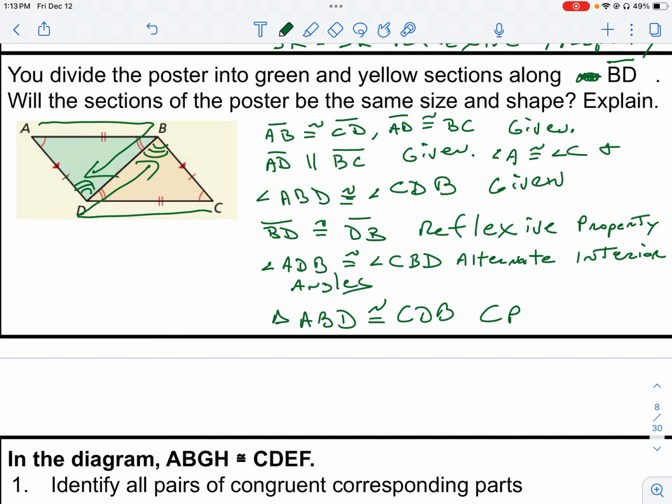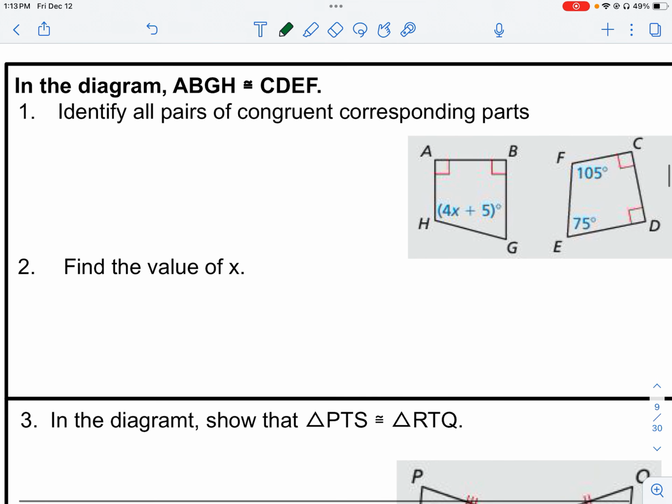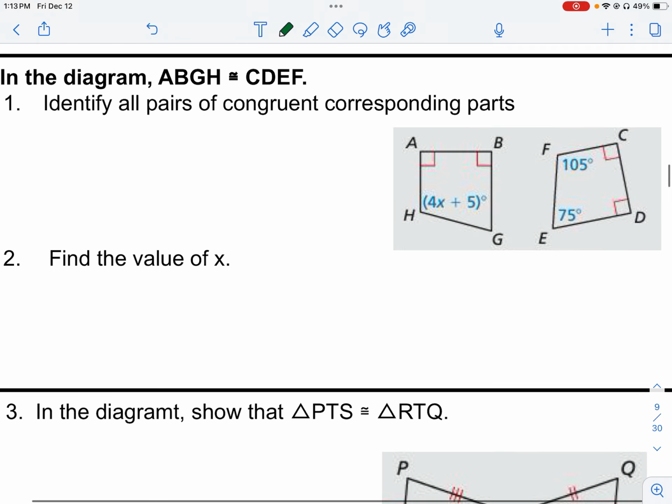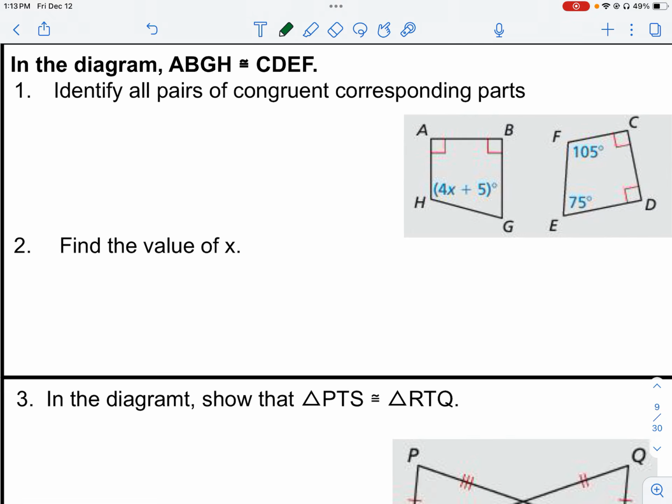DB, corresponding parts of congruent triangles are congruent. Three congruent angles, three congruent sides, congruent triangles, if we name it properly. So let's go through another exercise and see if we can't use the information and identify our congruent parts.